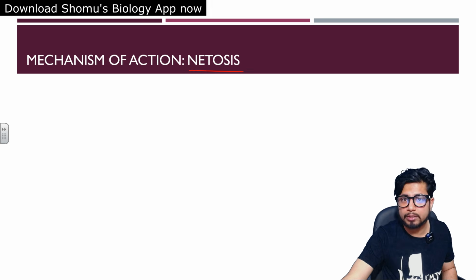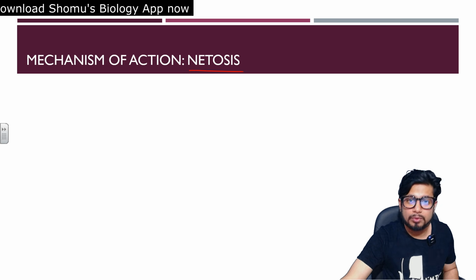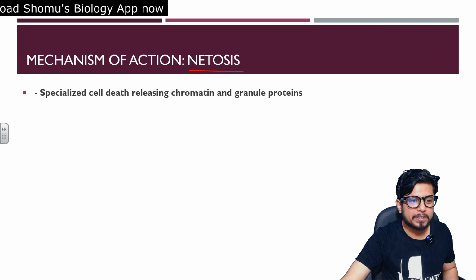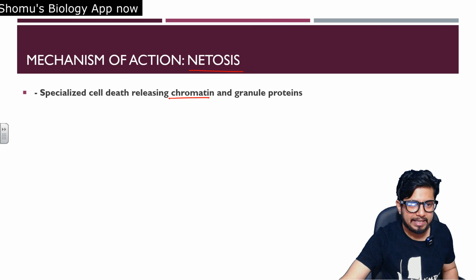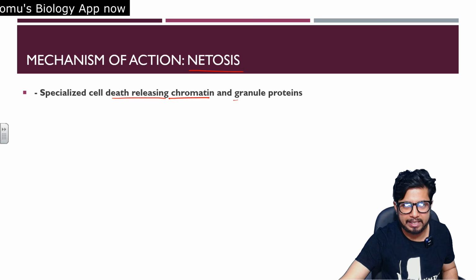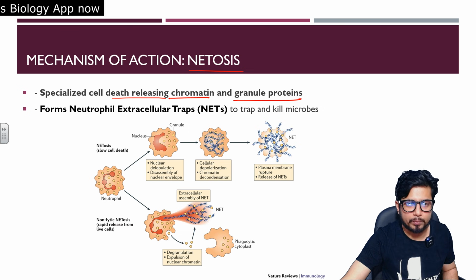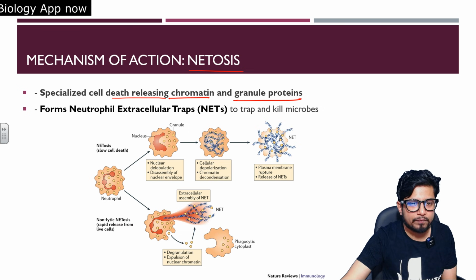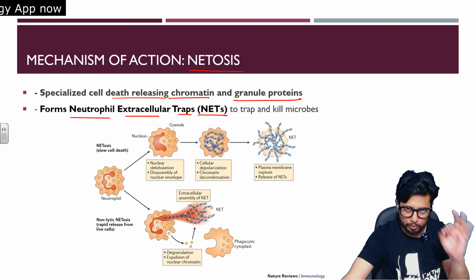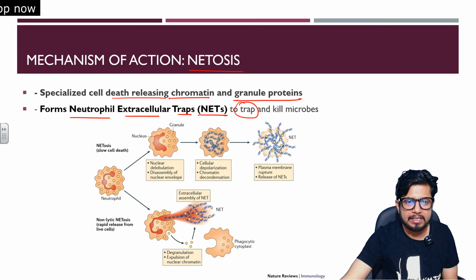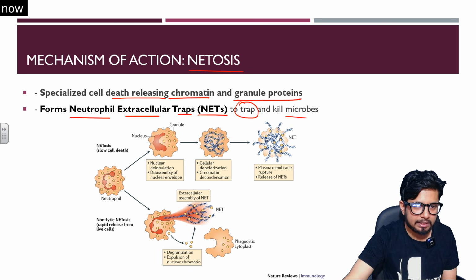Next is NETosis. Now what is NETosis? I told you that neutrophils have remarkable capability of forming nets, a specialized cell death releasing chromatin and granule proteins. The full form of NET is neutrophil extracellular traps. Okay, they trap and kill microbes. You can see that this is a neutrophil.